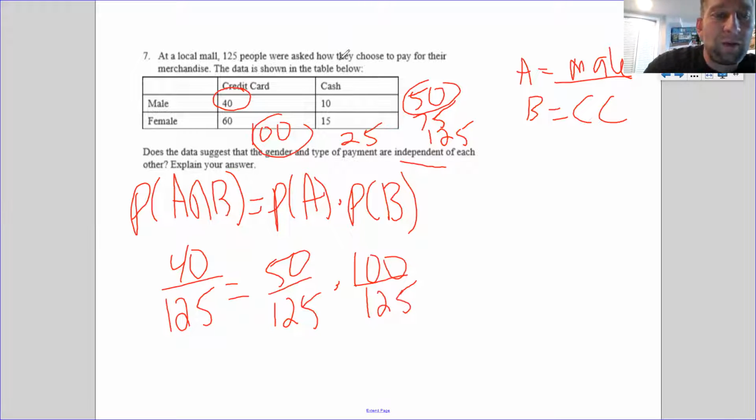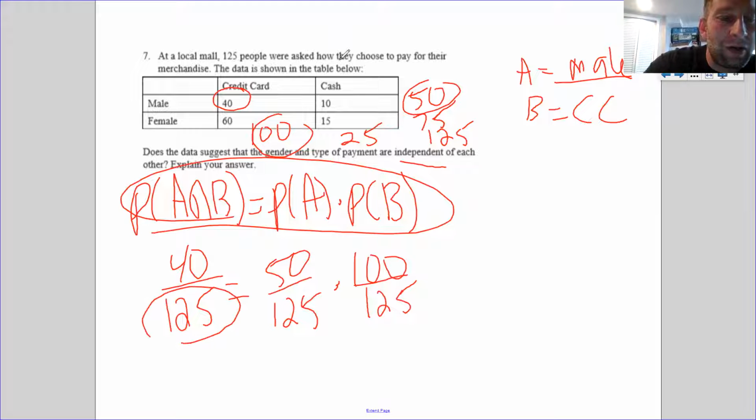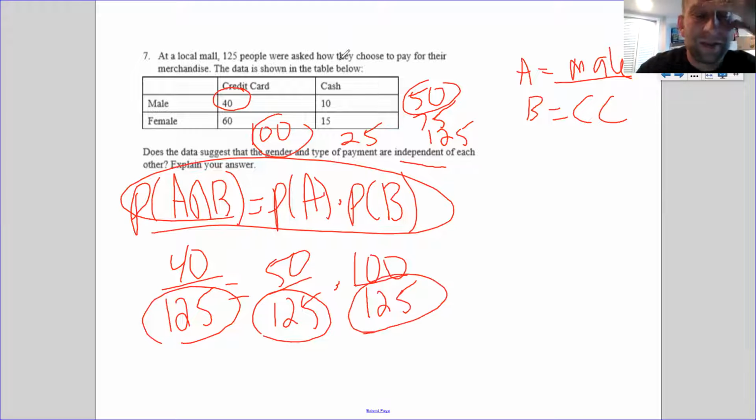The good thing about this formula is the denominator is always the total. That's what makes this easy. Now I'm going to type in the left-hand side and the right-hand side, and see if they're equal or not. I think I'm going to lose this when I go to type it in, but let's type it. I want you to see it.